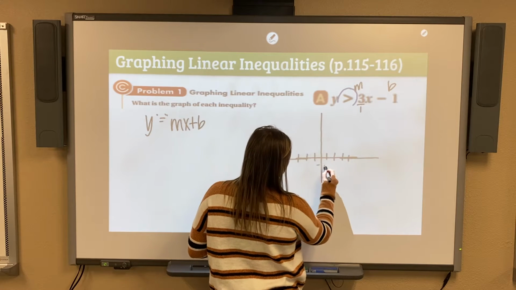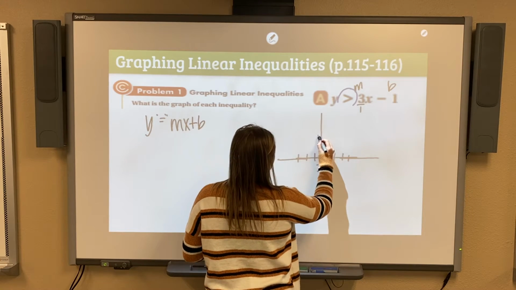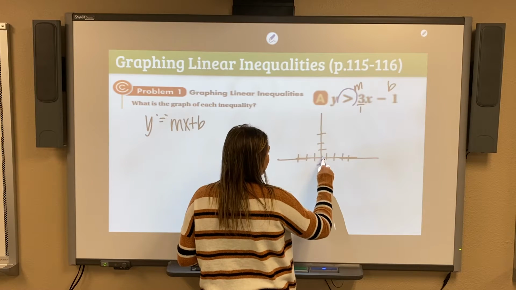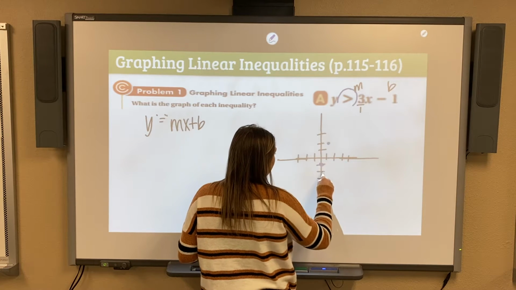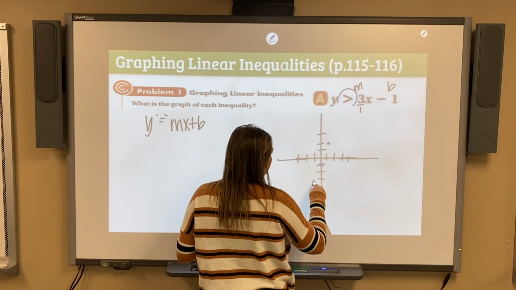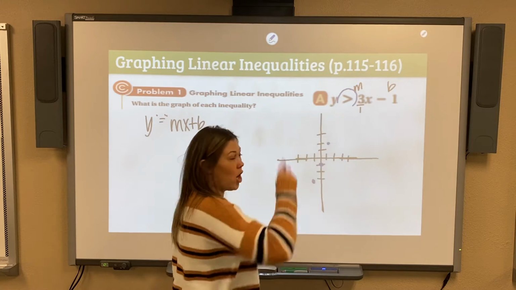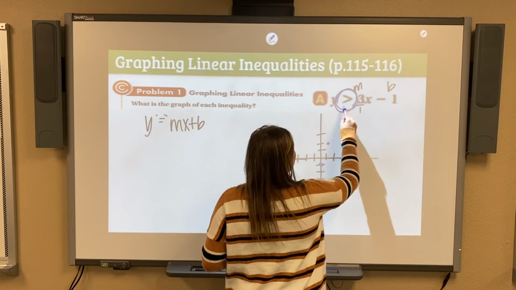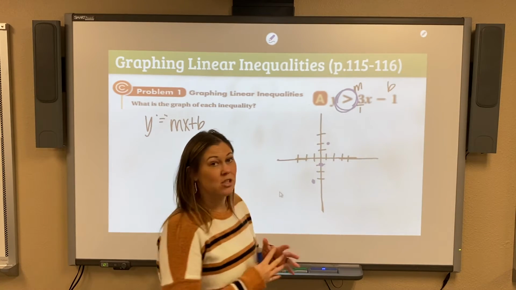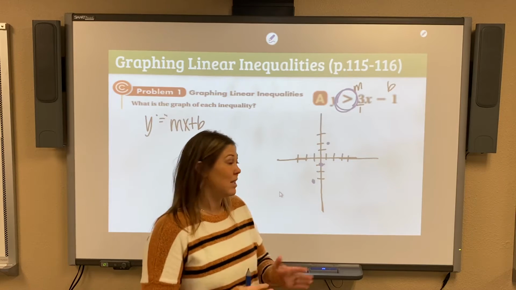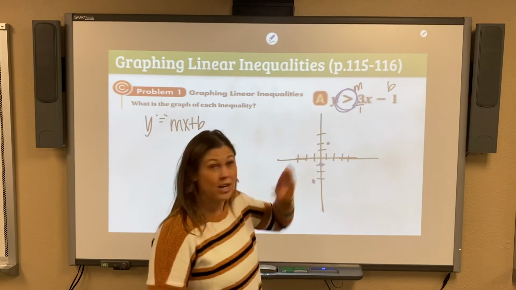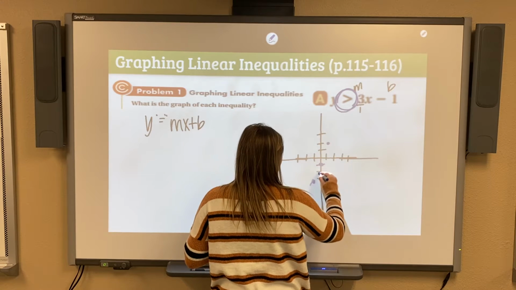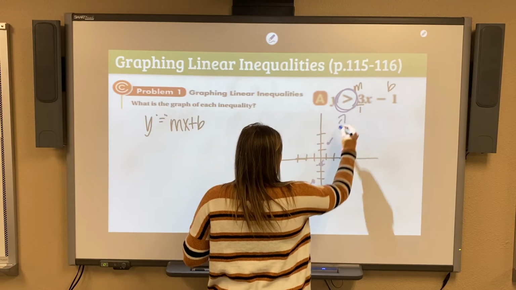So still, our y-intercept is -1, up 1, 2, 3, over 1, down 1, 2, 3, to the left 1. Before I just automatically draw a line, we have to look at the inequality. There is no line under there. It's just a greater than symbol. That means the points on this line are not included. So instead of drawing a line, I have to draw a dashed line.